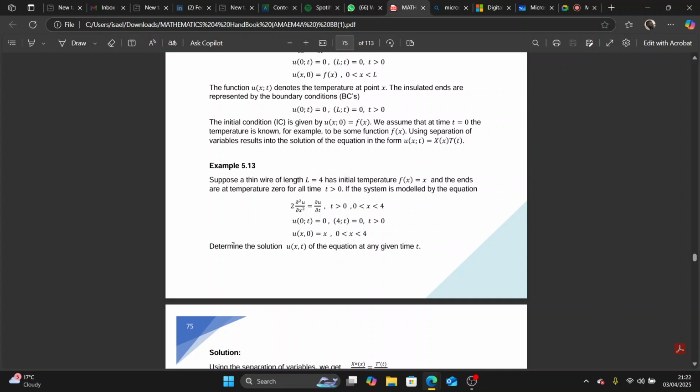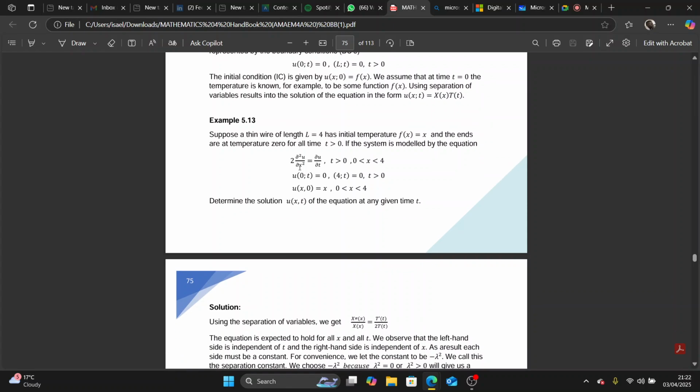They said determine the solution u(x,t) of the equation at any given time. So this can be given to you for a thin wire of length. You have the length, you have maybe the equation, and they say derive the equation and discuss. That one is a bit advanced level where you can use MATLAB to find out the different scenarios, but for now it's just a matter of deriving the equation.